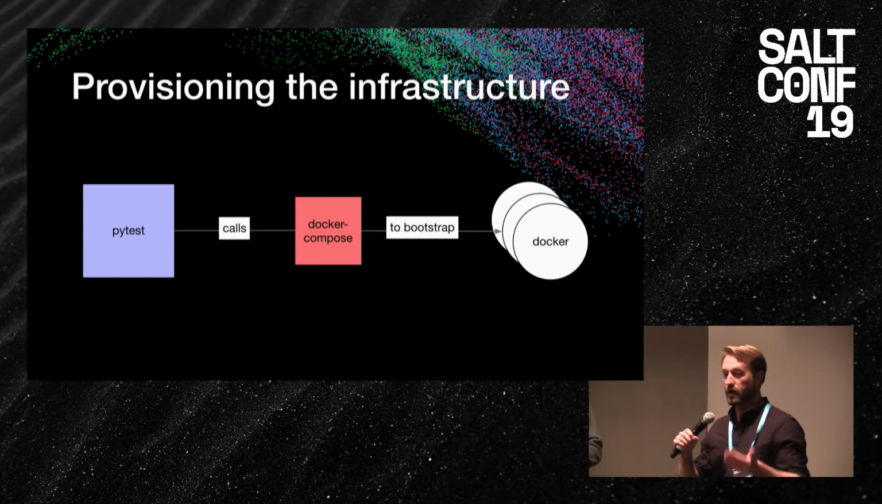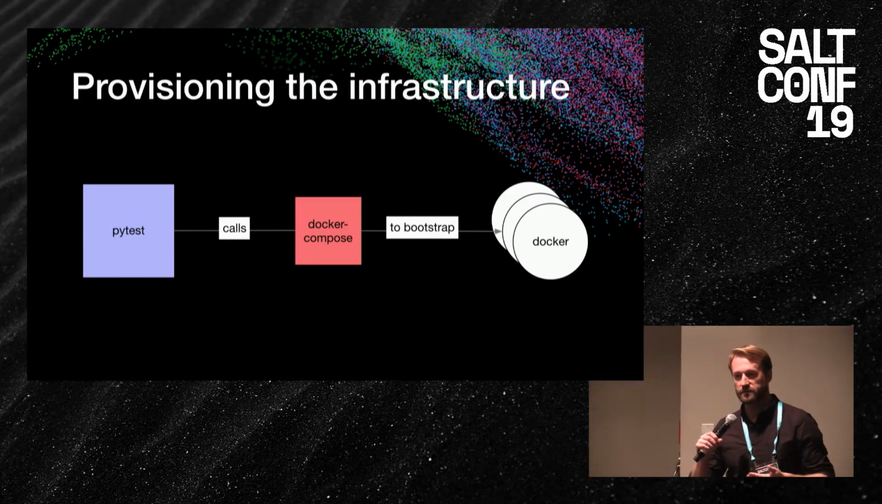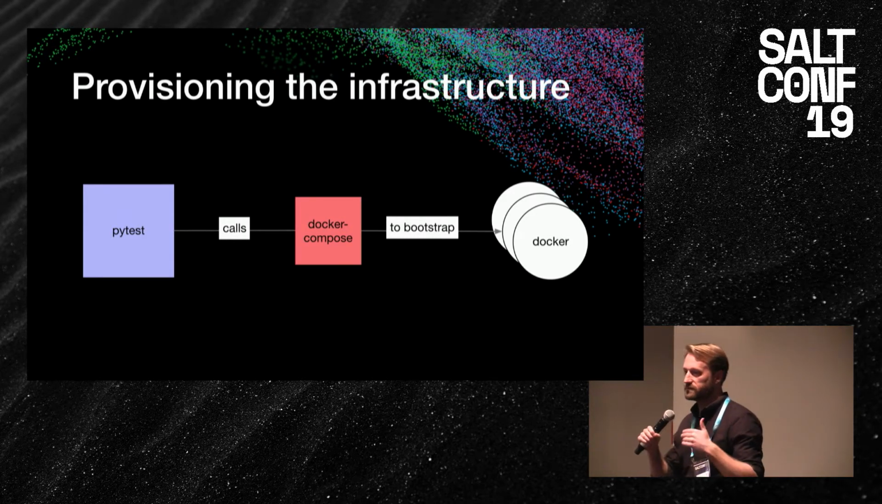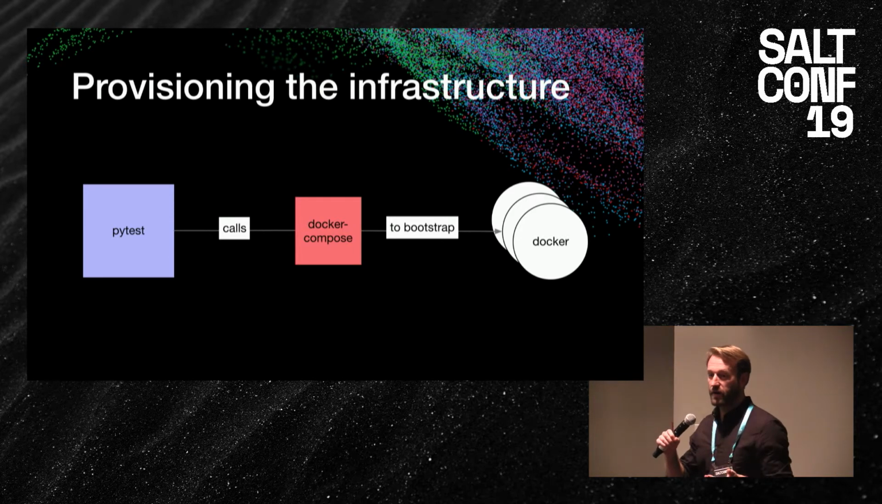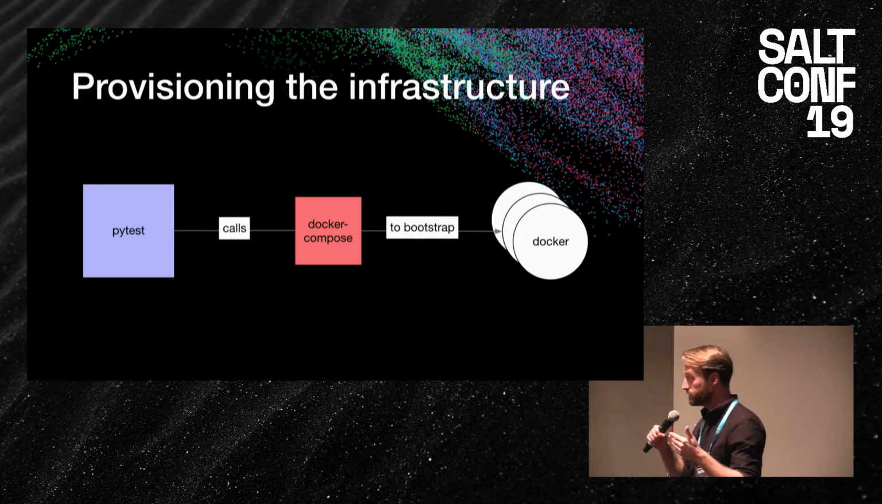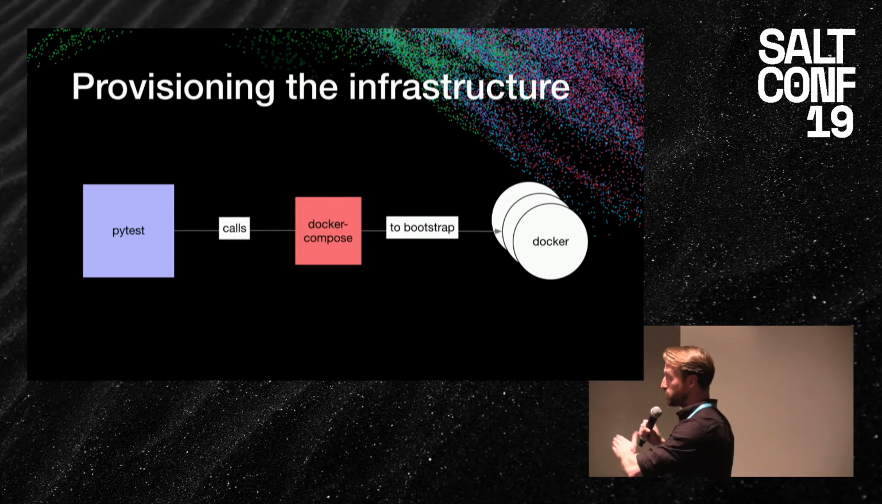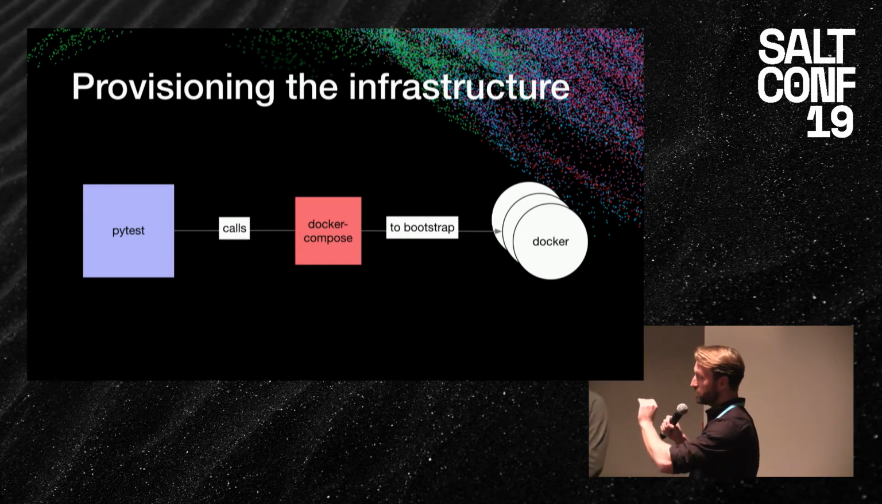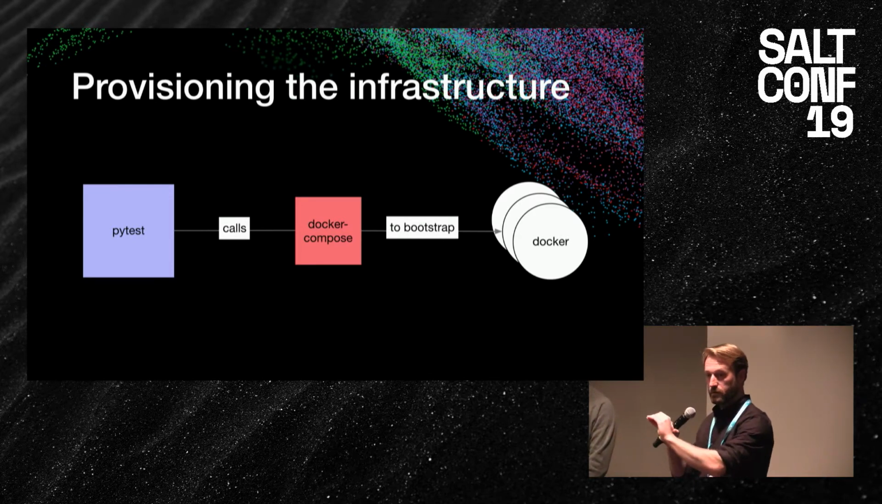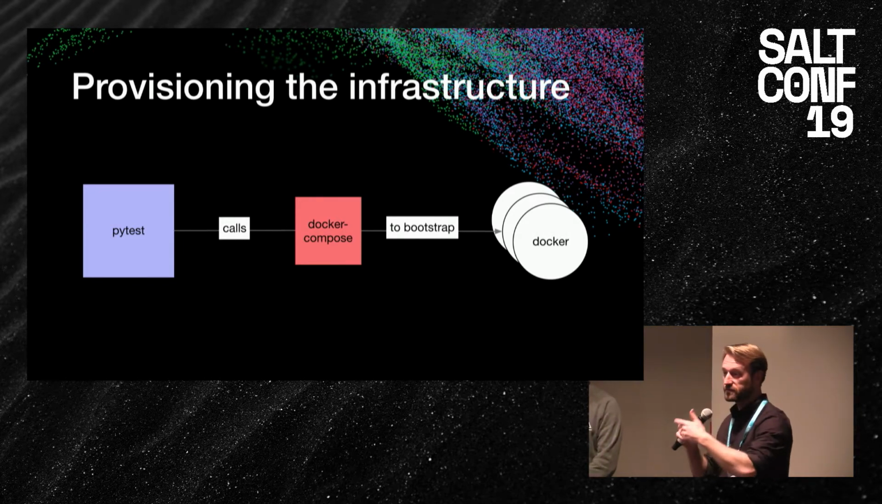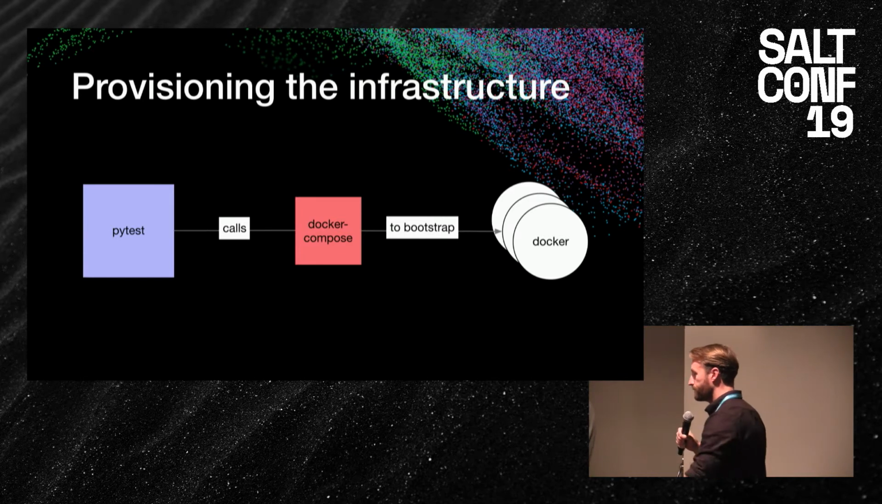We use something called Docker Compose. And if you don't know what Docker Compose is, not a big deal either. Just think of it as a schema that you define in a file, and it tells you how to stand up your Docker infrastructure. So in this case, when we're provisioning our infrastructure, we're using a Docker Compose fixture to bootstrap the Docker infrastructure or the Docker images, right? So in this case, it would be the masters and the minions.